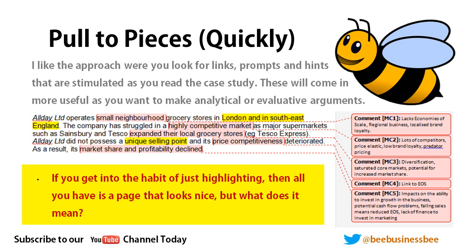Unique selling point, I've highlighted that word because I think it's important to talk about that, and they haven't really got one. However, price competitiveness, well, that links into economies of scale. The bigger you get, the more economies of scale you get. So clearly the supermarkets have achieved these.